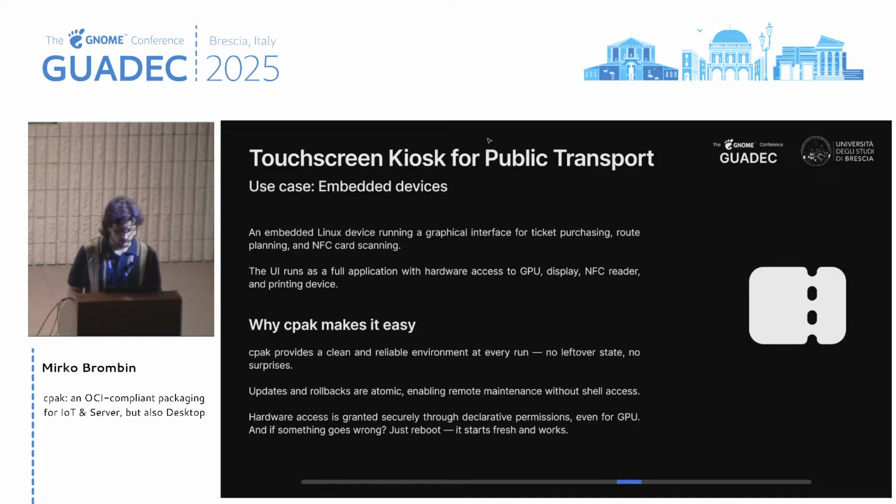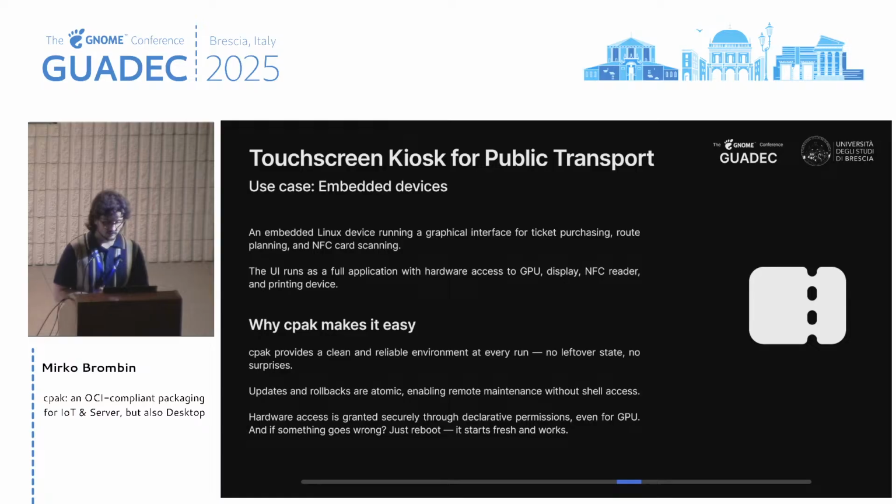But let's do an example. Here we have a true example, actually, because this was a communication discussion I had with another person. Let's imagine a touchscreen kiosk for public transport. It's a small embedded Linux device that runs a graphical interface to purchase your ticket for the bus. It requires access to a camera, to an NFC card scanning, and simply run the UI, the graphical interface.